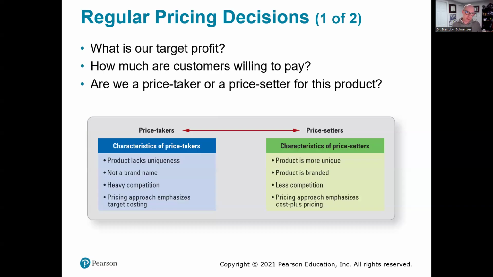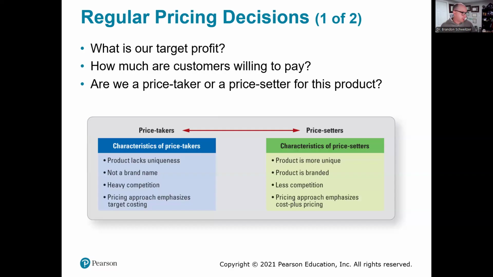And of course, another question we need to ask ourselves is, are we a price taker or price setter for this product? Now, if you're a price taker, that typically means that we are heavily in competition. We primarily compete on price. We don't have a brand name. The product lacks uniqueness. We're only in it to try to copy the competitor and match them on price. Okay, that's a price taker.